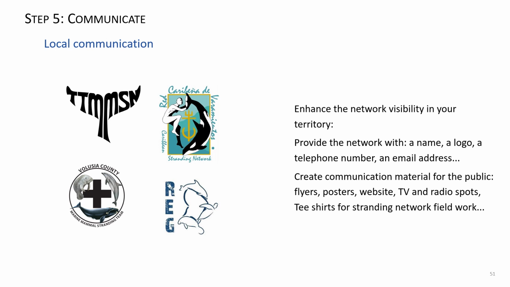In territories with long coastal areas, it is often difficult to be alerted each time a stranded animal is observed. So it is often relevant to enhance the network visibility in your territory, and not only towards the public, but also towards public services, NGOs, etc. To do so, you may provide the network with a name, a logo, a telephone number, and an email address, and you may create communication material such as flyers, posters, website, TV and radio spots, and t-shirts for the stranding team.